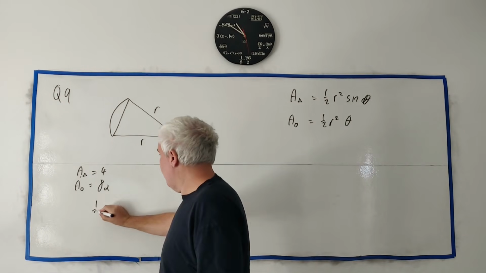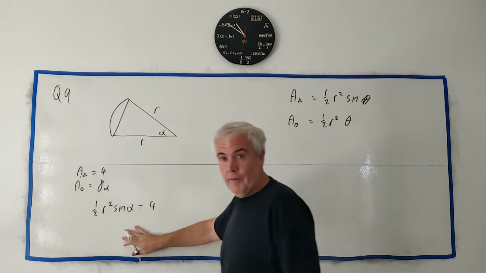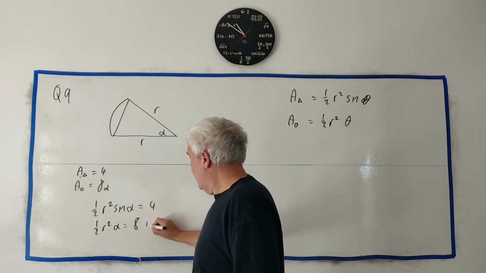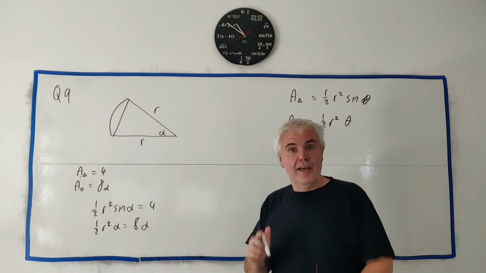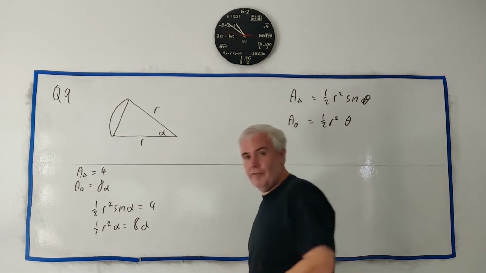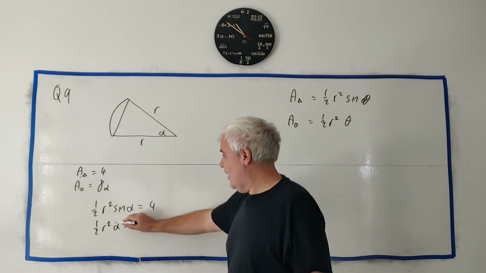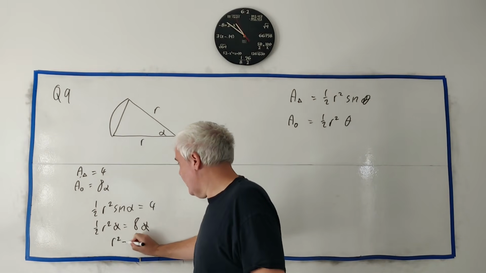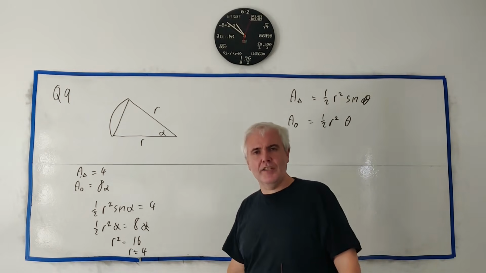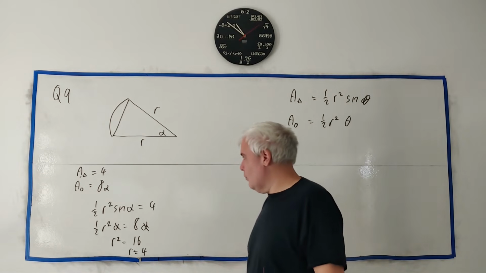So let's write a half r squared sine alpha, the triangle, that's equal to 4. Let's bring in the other one, a half r squared alpha, that's equal to 8 alpha. We have 2 formulas and only 2 unknowns: we don't know r squared, we don't know alpha. We can solve this as a simultaneous equation, although it's a lot easier than that. These 2 alphas just cancel. This bottom row becomes r squared equals 2 times 8, 16, so r is equal to 4. Not plus or minus 4, because it's a length, you can't have a negative length. So r is equal to 4.